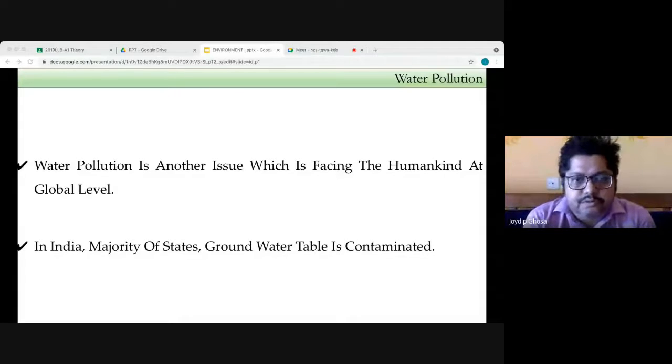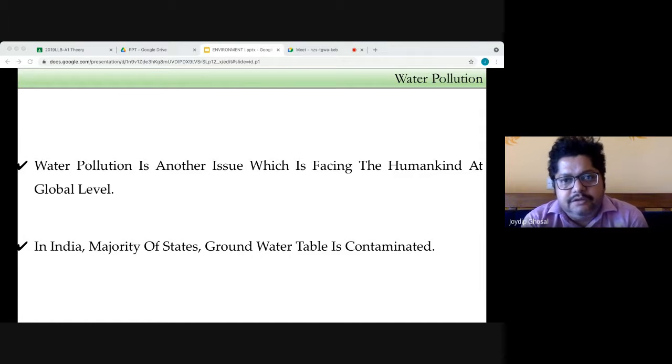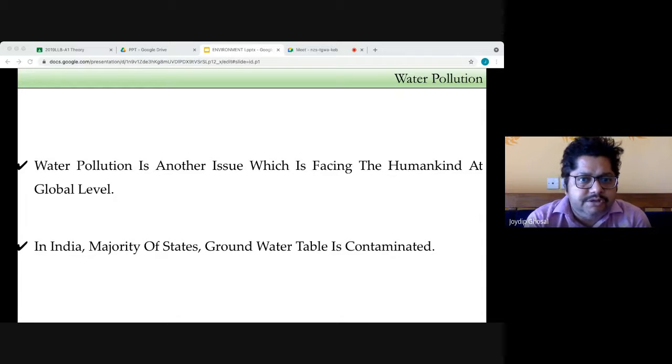Next one is water pollution. See, water pollution is another issue being faced by humankind at the global level. The discharge of sewage, industrial effluent and other discharges into water bodies has polluted major rivers across the globe, and this is more so in developing countries.